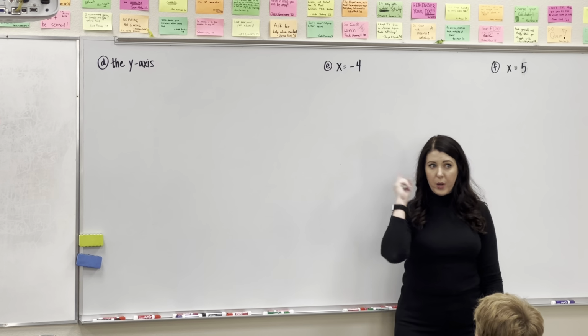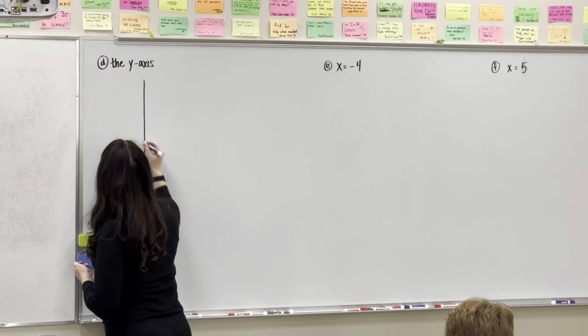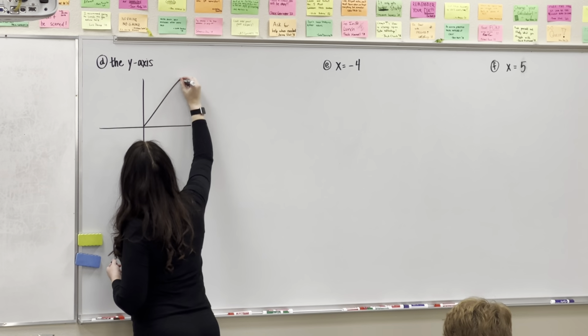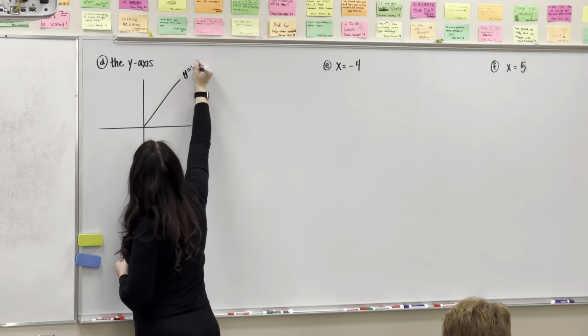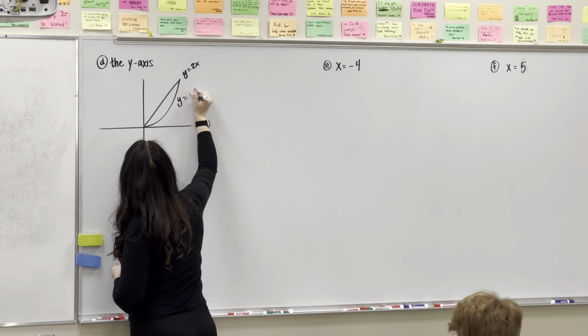Rotate it this way. So now we're going to talk about rotating around the y-axis. We're going to draw our picture again. Again, I have the curve 2x. This is a y equals 2x graph. And I have y equals x squared.